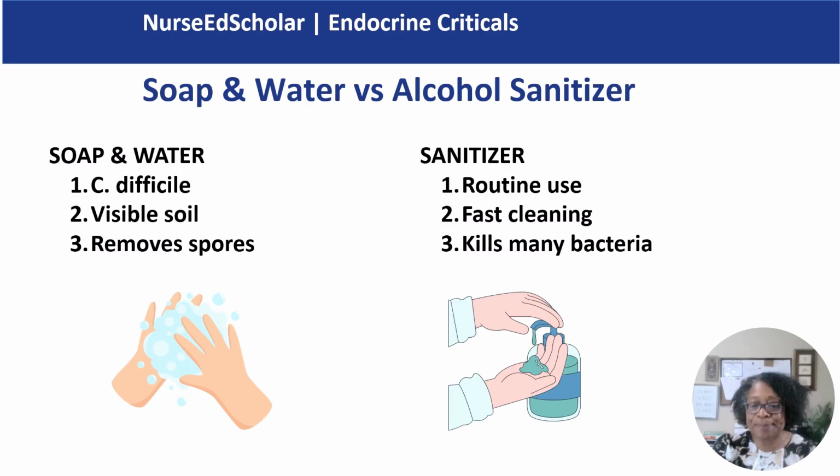Now, soap and water. Soap and water is best for visible soiling on your hands. Okay. It is best for C. difficile, because remember, C. difficile loves the healthcare environment, and soap and water is the most effective way of removing it and preventing the spread throughout the hospitals. And also, soap and water is good for removing spores like C. diff because you're washing them away. Okay, so remember that.